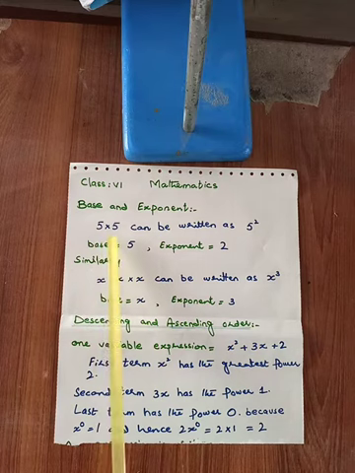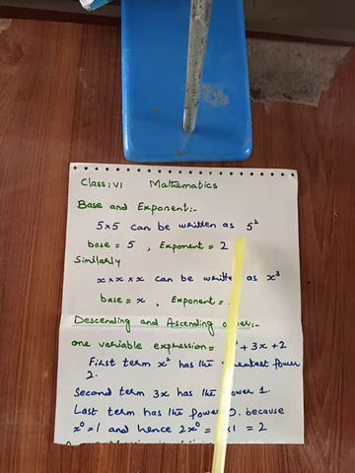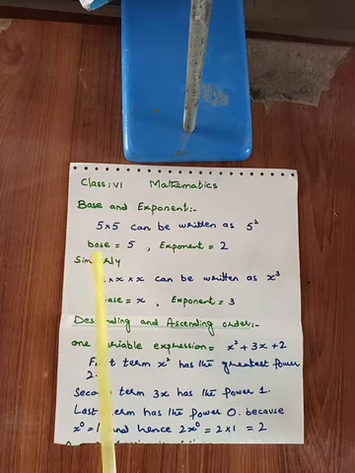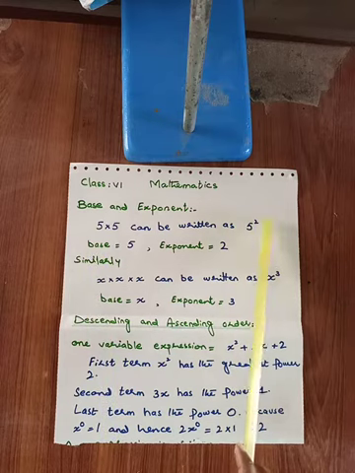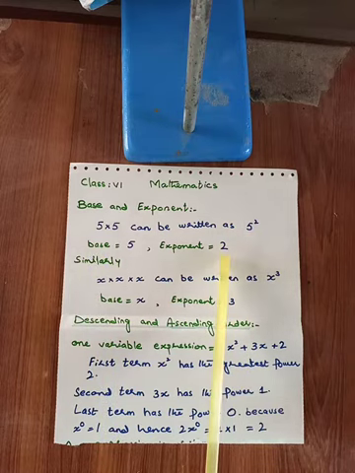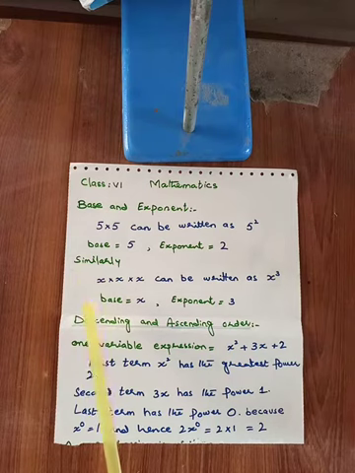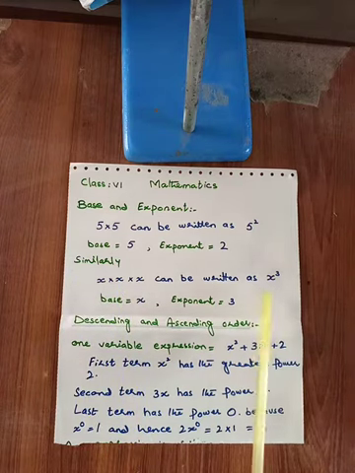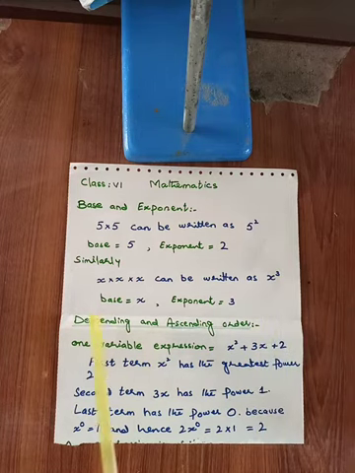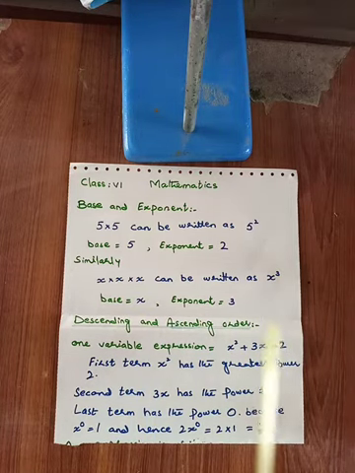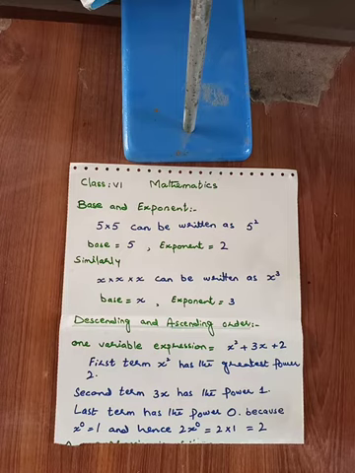5 multiplied by 5 can be written as 5 square, and here the base is 5 and the exponent or power is 2. Similarly, x multiplied by x multiplied by x can be written as x cube, and here the base is x and the exponent is 3. Right students?